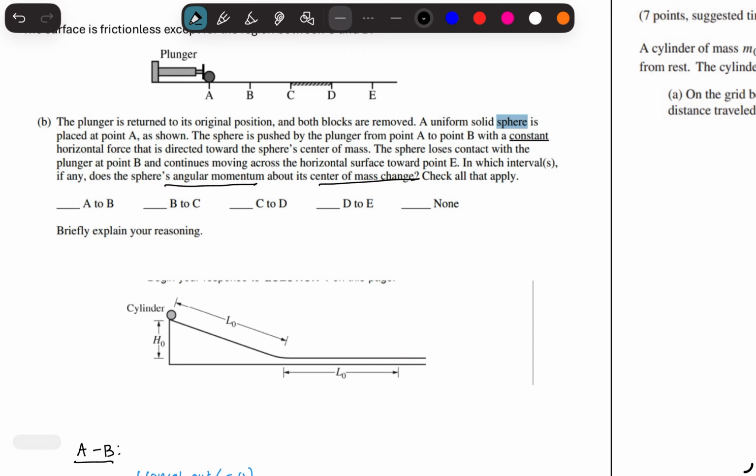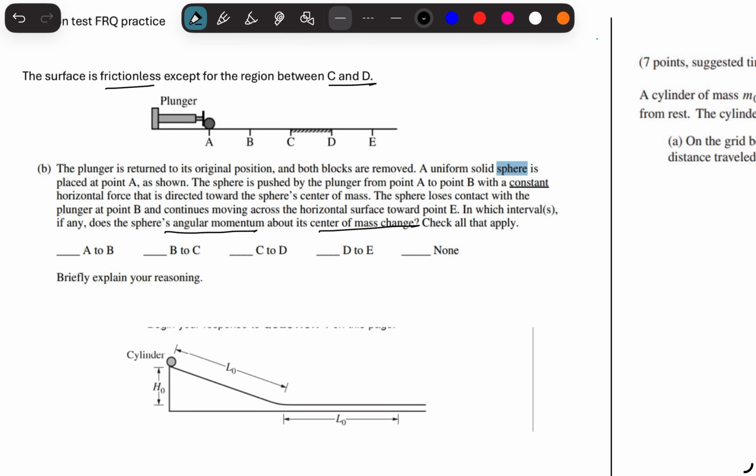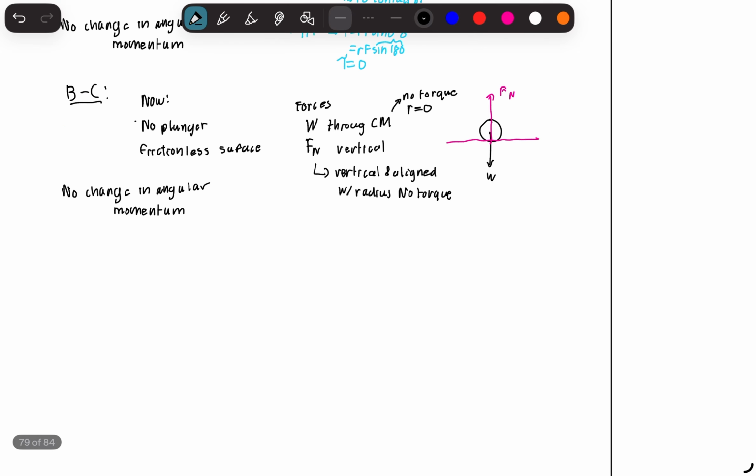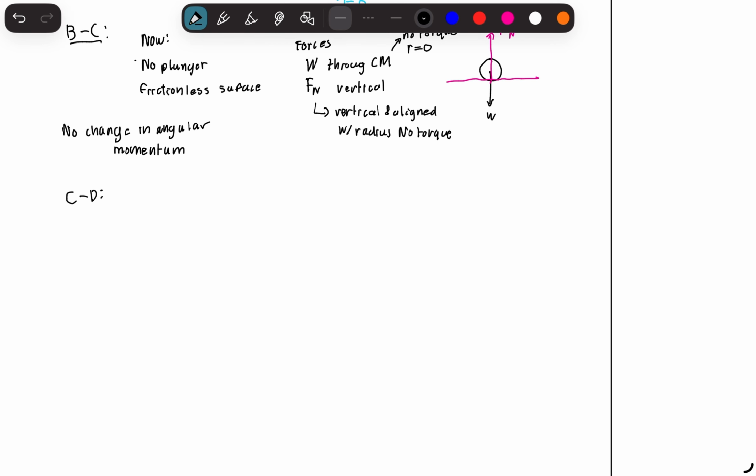This is going to be our only interval with friction. So there is friction here from C to D. Now that we have friction, our forces are going to include additional friction. We have friction, we have weight, and we have Fn, horizontal. So in our diagram again, we're going to have our Fn downward, and from our center of mass, we're going to have our weight.